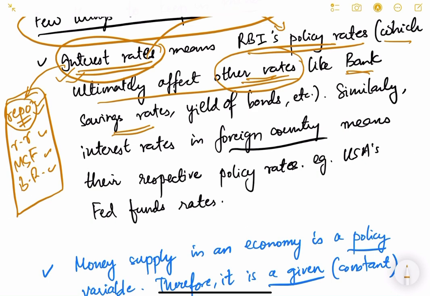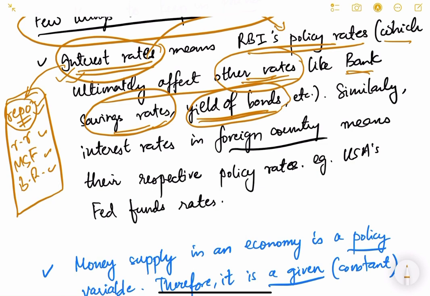Whatever the bank is offering on savings, on fixed deposits, etc., all that is basically the savings rate that the bank is offering. Then the yield of bonds is also related to the RBI policy rate. So every other rate in the market depends on the interest rate that the RBI sets through its monetary policy.